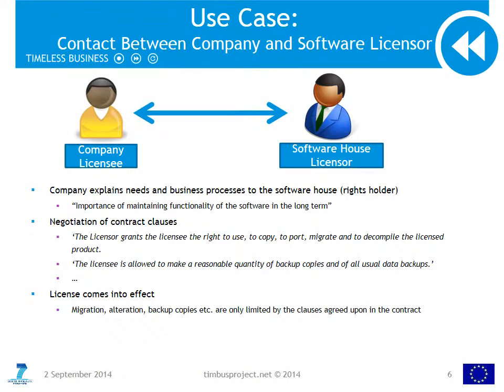This slide reviews the steps towards obtaining the needed agreements with a software provider to pursue digital preservation. First, the company approaches a software house to explain its aims and requirements. Second, the parties will negotiate on terms. Last, after the parties agree on the contract, the license comes into effect. Digital preservation can then be carried out until the contract expires.